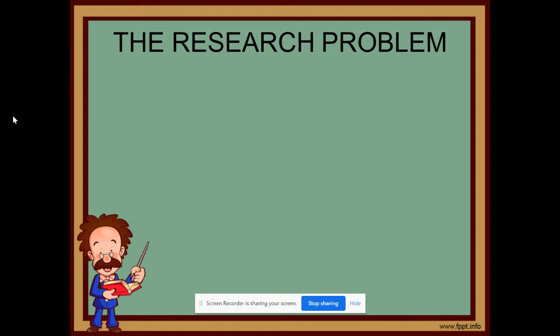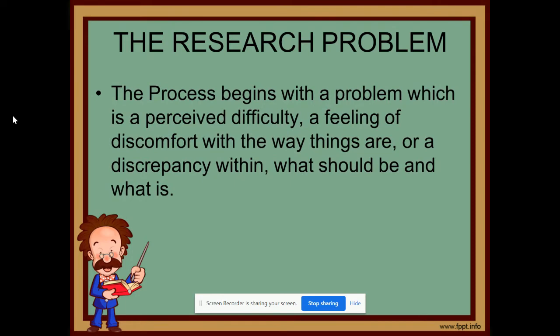The first question that you are going to answer is, how do you know that your problem is researchable? What is a research problem? So, before starting your thesis, you have to find ways and means of identifying a research problem. What is a research problem? It is the process which begins with a problem which is perceived to be a difficulty. It is a feeling of discomfort with the way things are or a discrepancy within. And the problem should deal with what should be and what it is about.